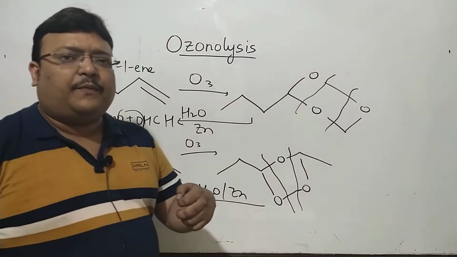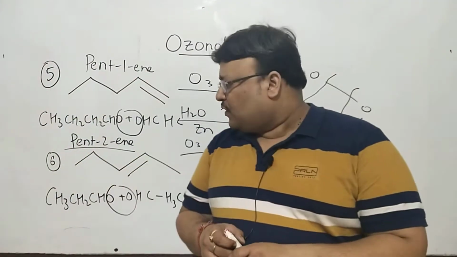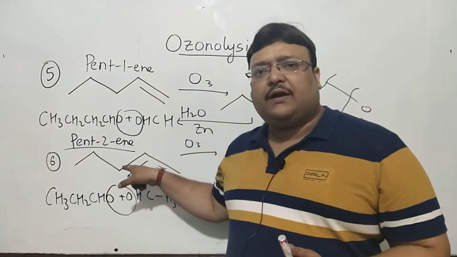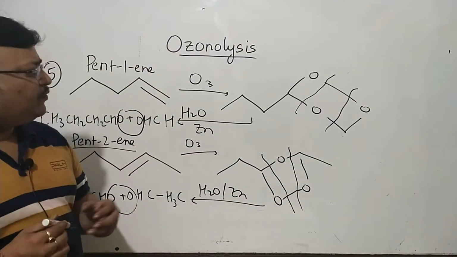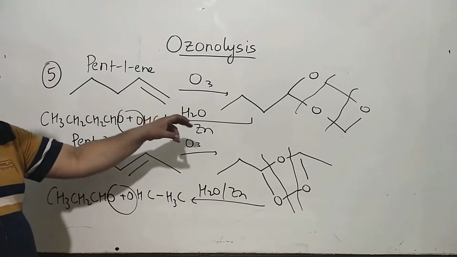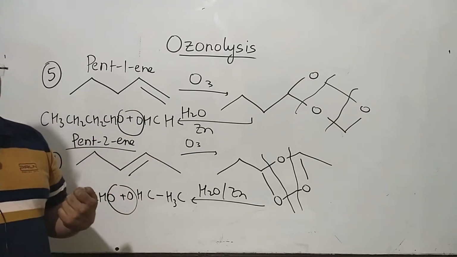So this will tell you about the corresponding alkene being pent-2-ene. If the ozonolysis product is a mixture of propanal and ethanal, it must have come from pent-2-ene. And if the ozonolysis product was butanal and formaldehyde, it must have been pent-1-ene.